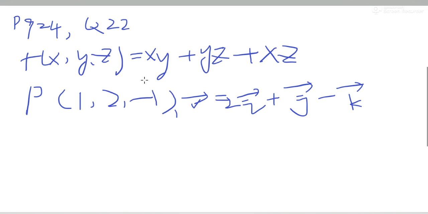Okay, so let's talk about the question. The question is f(x,y,z) = xy + yz + xz. The point is (1, 2, -1), and the vector is v = 2i + j - k. The question is to find the directional derivative. Okay, let's start.